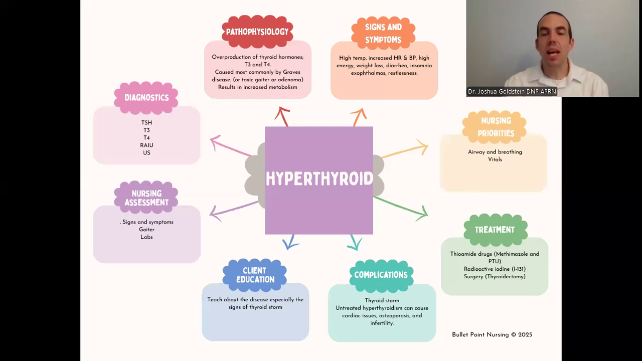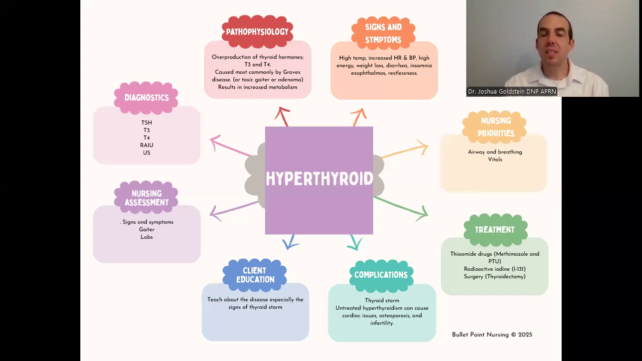There's something called the RAIU, radioactive iodine uptake test, which is another test that we use for hyperthyroidism. And another test that I didn't put on here is thyroid antibodies, which is another test we can use to test for Graves' disease specifically. We can also ultrasound the thyroid itself.